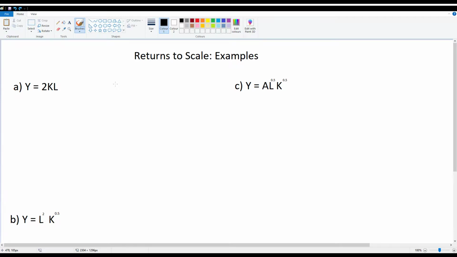The general methodology is to double all of the inputs, or triple. Double it to keep it simple, and see what happens to your output. You sort of just work with the equation a little bit and substitute a doubling of your input to try and see what happens. So let's start off with A. It's a fairly simple production function. Output is just equal to 2 times the amount of capital multiplied by the amount of labor.